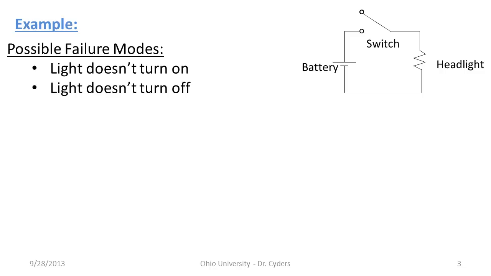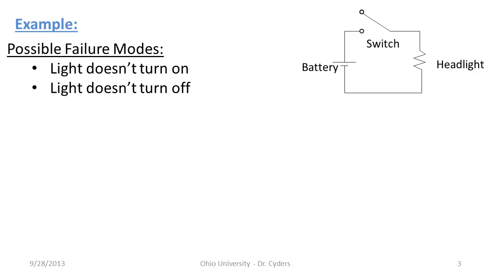We have 2 different possible failure modes. Here we've got a system: a battery, a switch, and the headlight on a car. We're designing a car right now. We'll just keep it simple and say we've got one headlight. And we've got 3 components in the system, well 4 if you count the wires. And so we've got 2 possible failure modes based on what we're looking at here. This is going to be very simplistic, so it's not going to be really in-depth. We could probably hash out a lot of different failure modes here. But these are the 2 major failure modes.